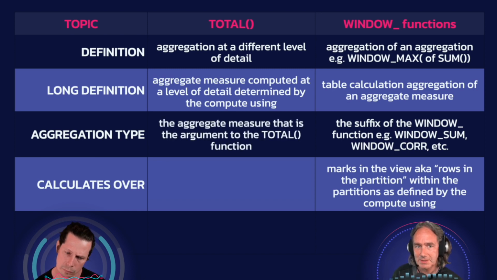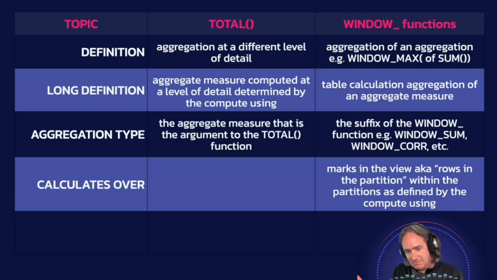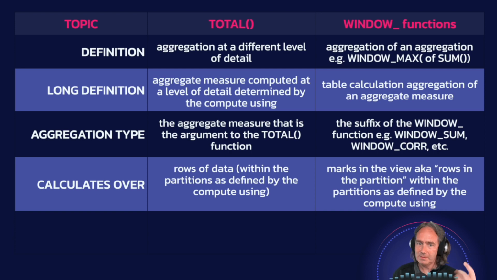The aggregation type here, in the case of the window functions, where we can have average as our aggregation and then do a window sum of the average or a window median of the average. With the total, the aggregation that total is using is going to be whatever's inside that. So when we do total of average of value, that total is going to be an average. And then what it's computing over, what we've talked about, is in essence, computing over rows of data.